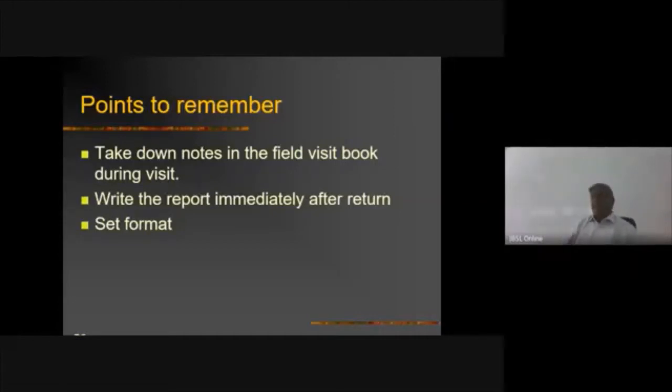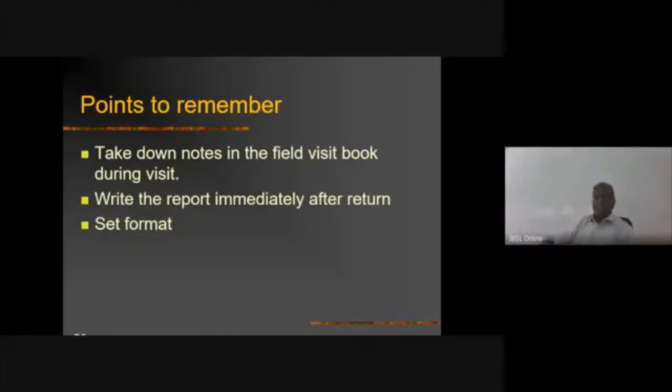So set a format for the inspection report. You better have your format. That is, put a heading, field visit inspection or whatever it is. Date, time, the place visited, the company's name, address. Who are the other people associated with you in your visit. And the route, how you have gone to that land. In the case of the main road, you give the name of the road, the milepost, where you have turned, how you have gone.